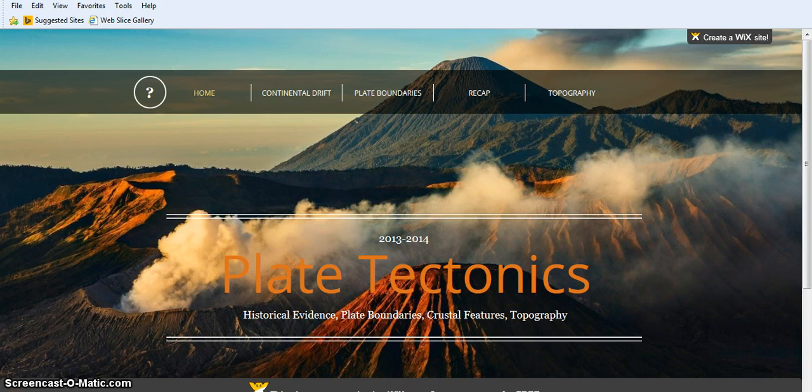So if you will take a look at your matrix and look at the first objective, which is to describe the historical development and evidence that supports the plate tectonic theory. Understand that the direction of convection currents in the mantle determine the type of plate boundary. So let's take a look at our first essential question, which is to list and explain the evidence that supports the theory of continental drift.